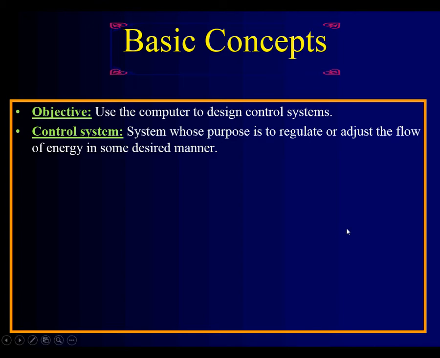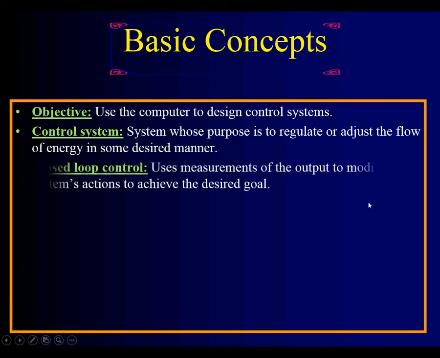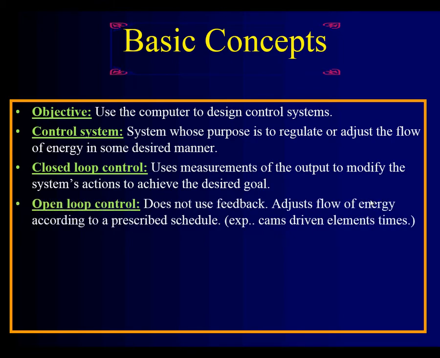A control system is a system whose purpose is to regulate or adjust the flow of energy to some level, in some manner, of a system that we already have. Closed loop systems use measurements of an output, compare it to the desired value, and then correct it. That's how a closed loop system works.